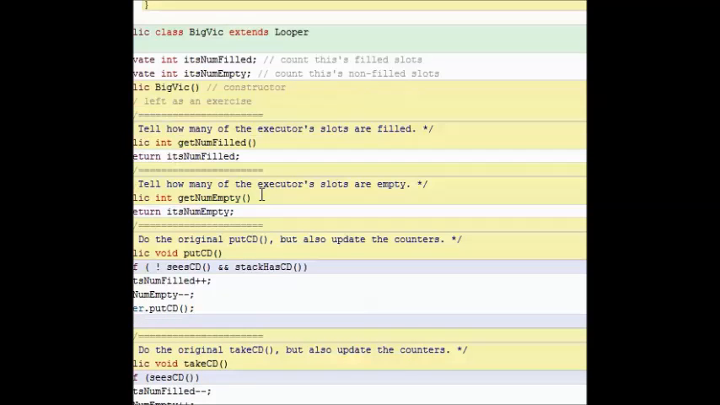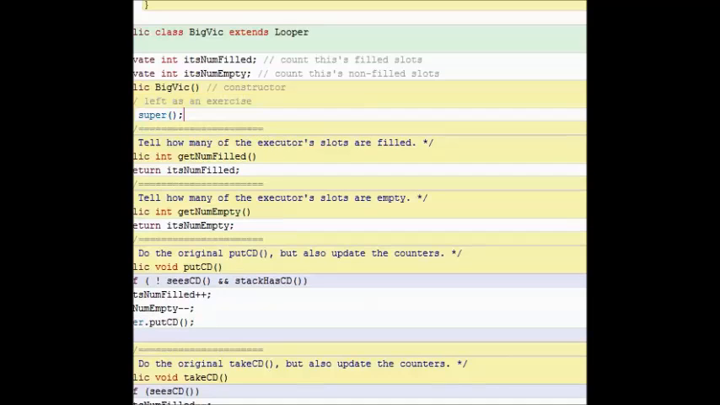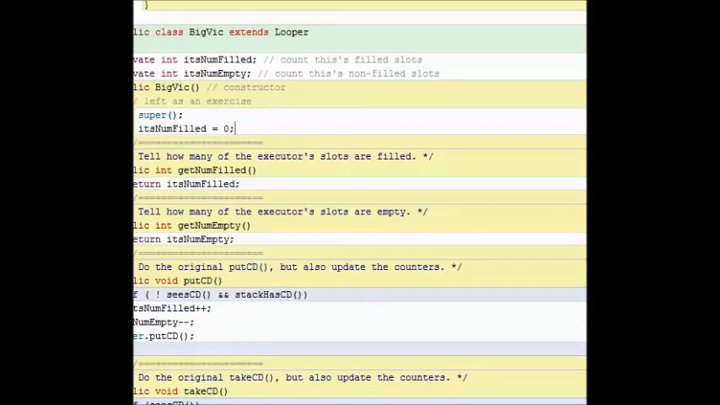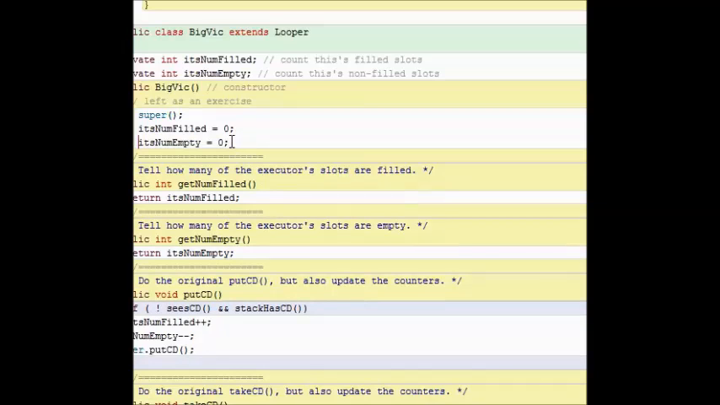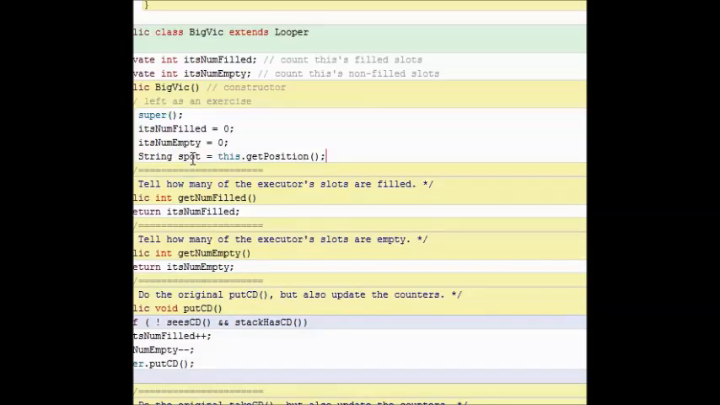Okay, so we have here our public Big Vic constructor. Left as an exercise, we need to fill this in. So what's the first thing you do? You've got to bring in super. We're going to initialize a variable, number filled equals 0. Then we're going to initialize another variable, number empty equals 0. Obviously, we want a spotter in place to get the position. So we'll call our spotter spot and this get position, to get the position of where you're starting from so you can return there, right?